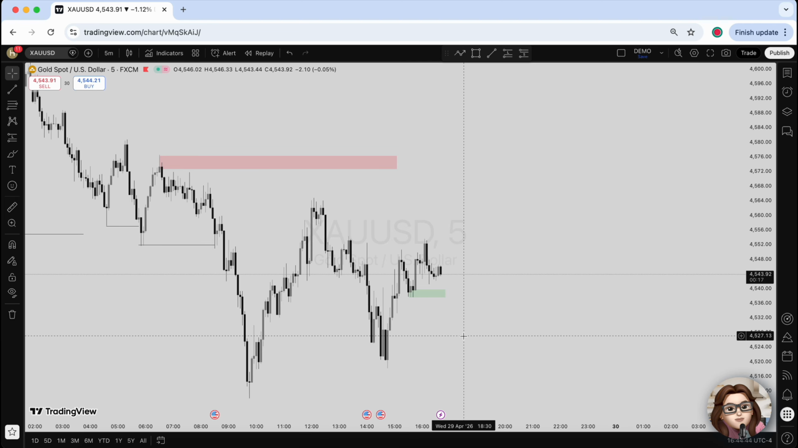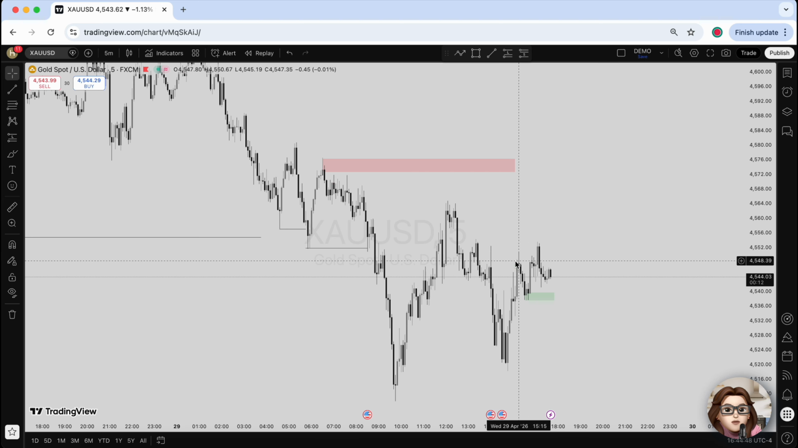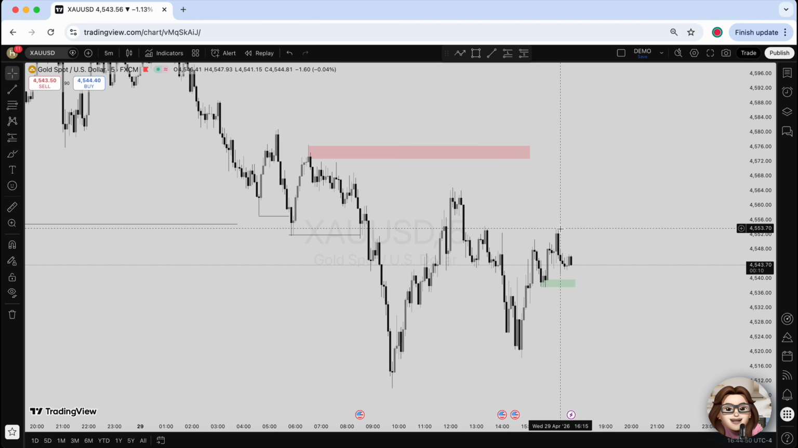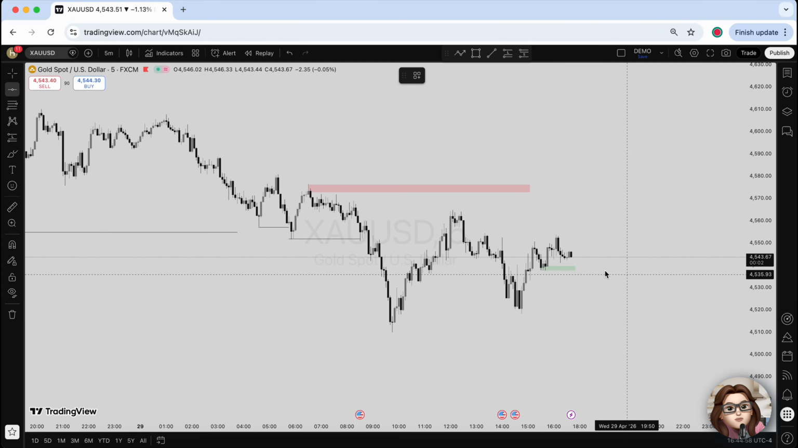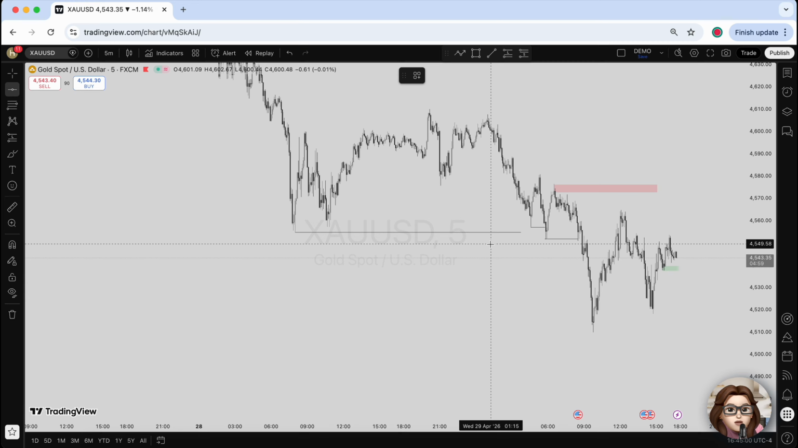First, open TradingView and load your chart. Choose any asset like stocks, crypto or forex. Now look at the left toolbar. Select the horizontal line tool. Click on your chart where price has reacted multiple times. These areas are your support and resistance zones.